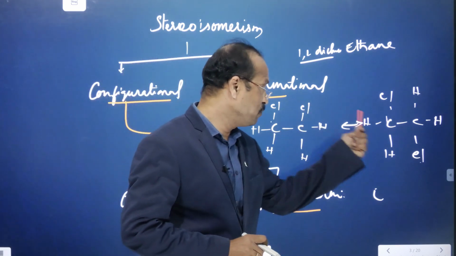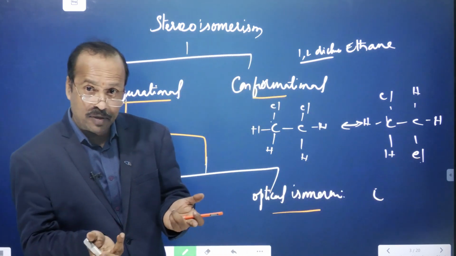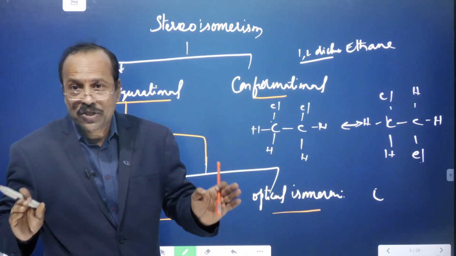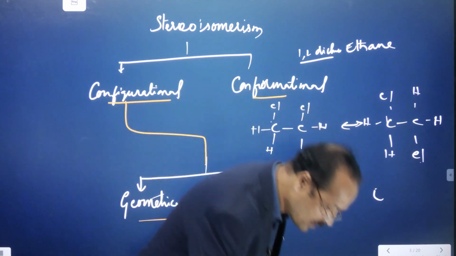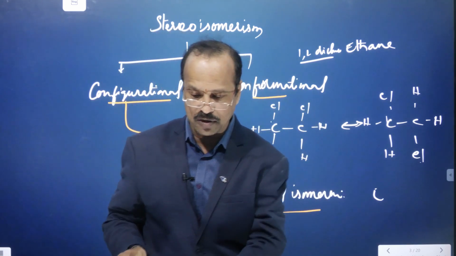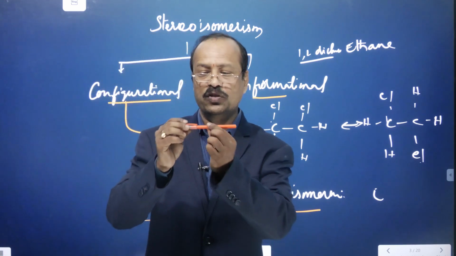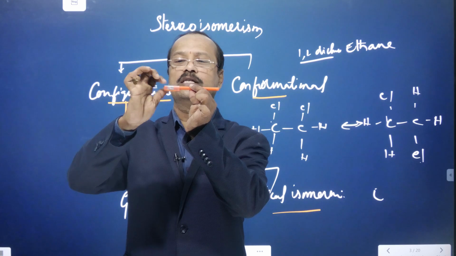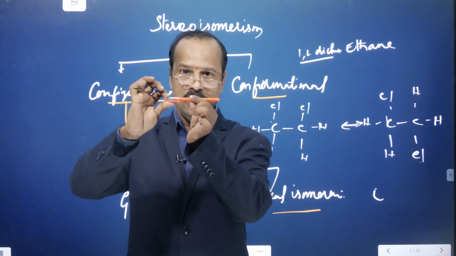But here chlorine is upwards, here chlorine is downwards. The structure is the same, everything is the same, only the spatial arrangement differs. So this is called conformational isomerism. Did you understand conformational isomerism? Conformational isomerism is possible if there is a single bond. I am just rotating this one, only bringing this one like this.